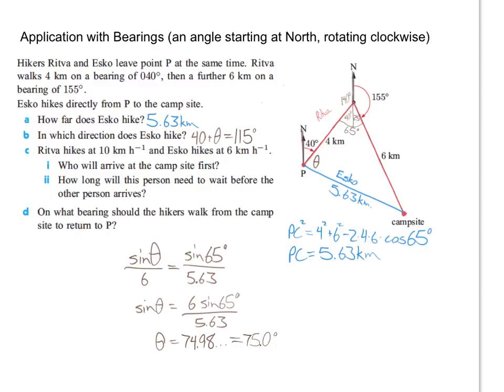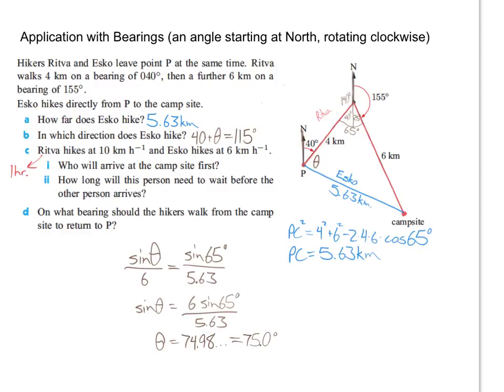Now, here you can kind of see a little bit of the application. If going one path, you have to go 10 kilometers, and you're able to go 10 kilometers per hour, how long is it going to take you? 1 hour. Think about Ritva's path. Ritva's able to go 10 kilometers per hour. How far does he have to go? 10 kilometers. So it takes 1 hour. So Ritva took 1 hour.